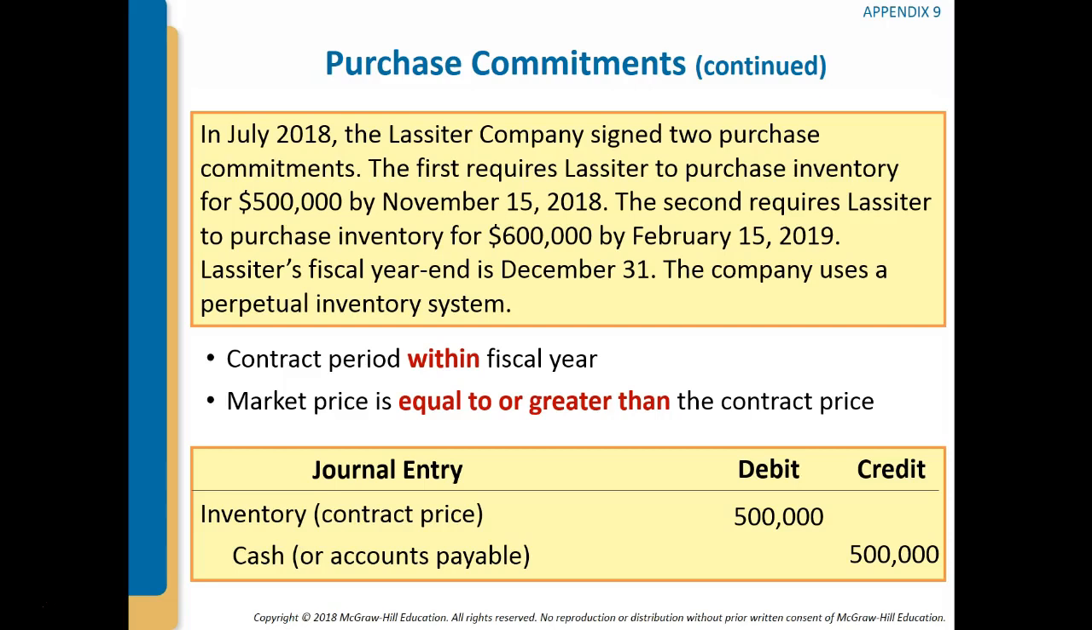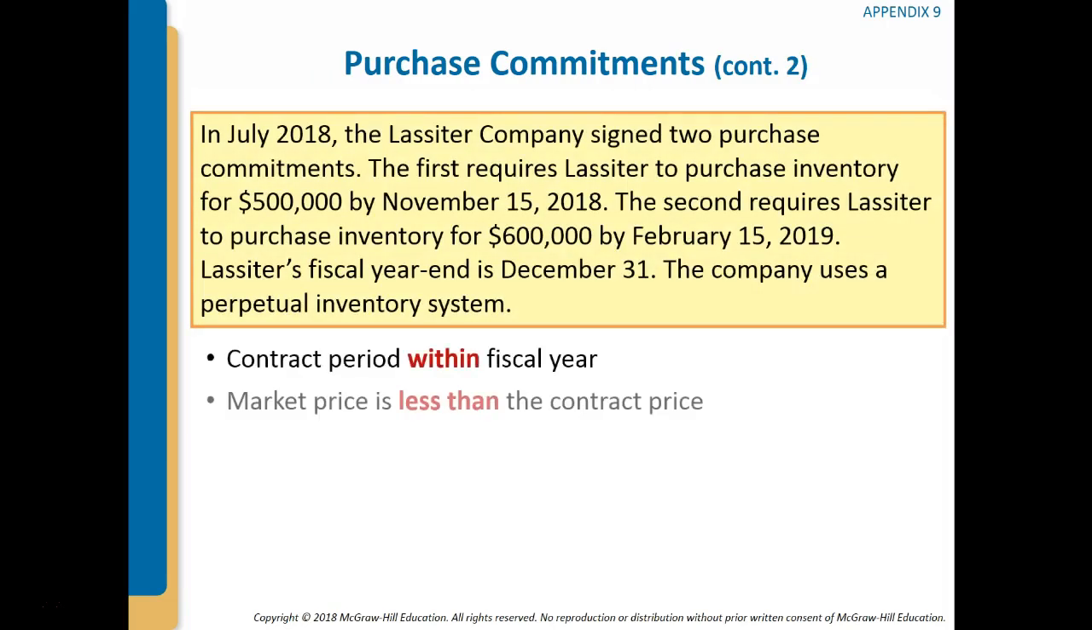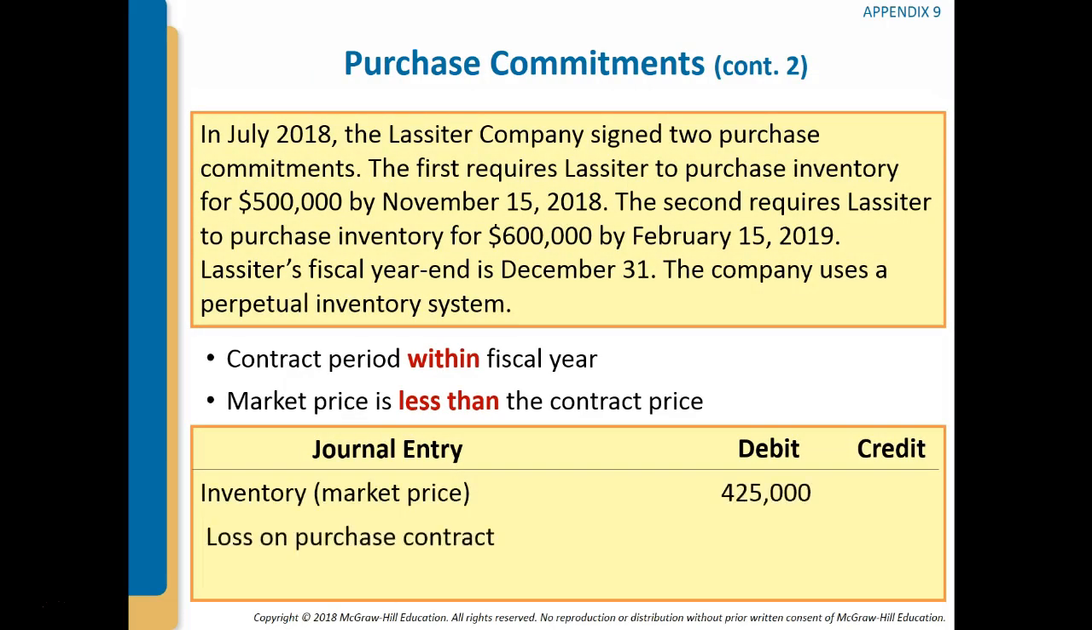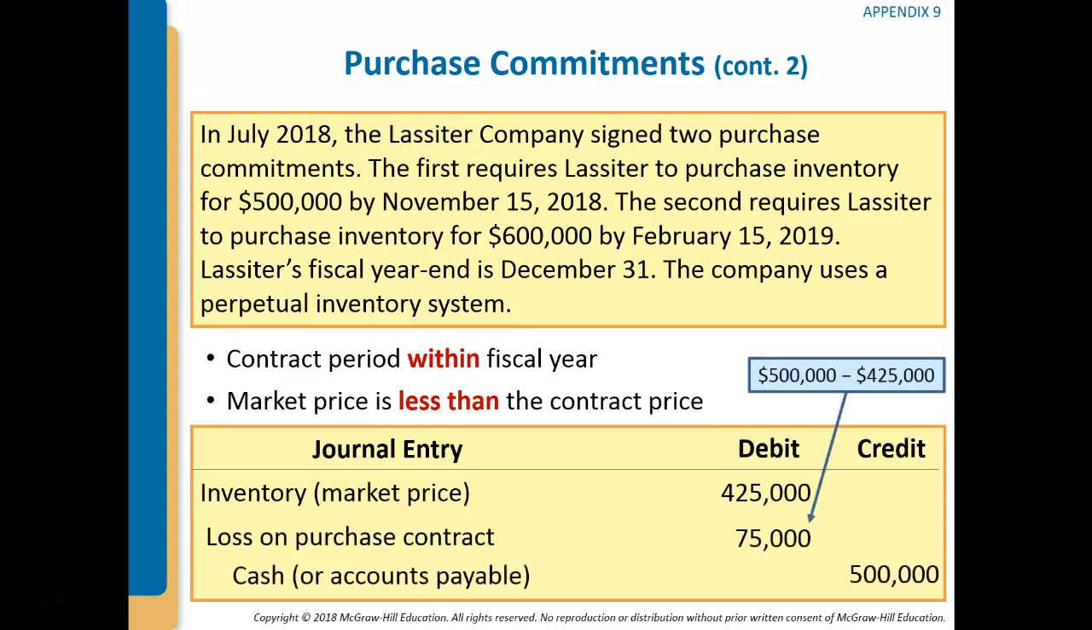The contract period for the first commitment is contained within a single fiscal year. Lassiter would record the purchase at the contract price if the market price of inventory at date of acquisition is equal to or greater than the contract price of $500,000. But if the market price of inventory at acquisition is less than the contract price, inventory is recorded at the market price and a loss is recognized.